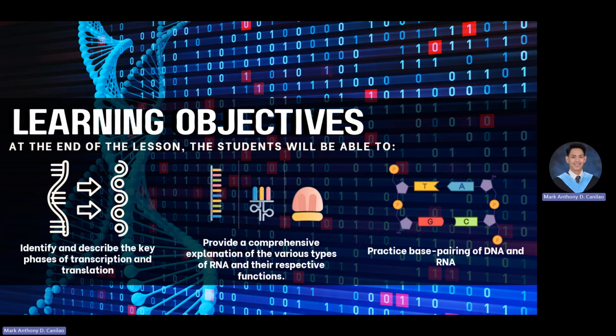You have to realize that there are three types of RNA based on our lesson, and they differ, number one, in structure, and mainly they also differ in function. And the last one is to practice base pairing of DNA and RNA. So there will be an activity, and I believe this will be discussed in the face-to-face lecture.